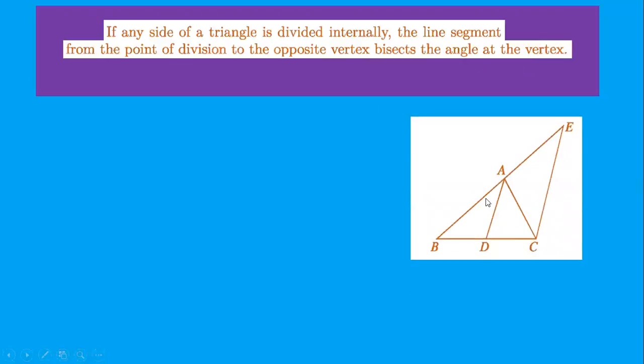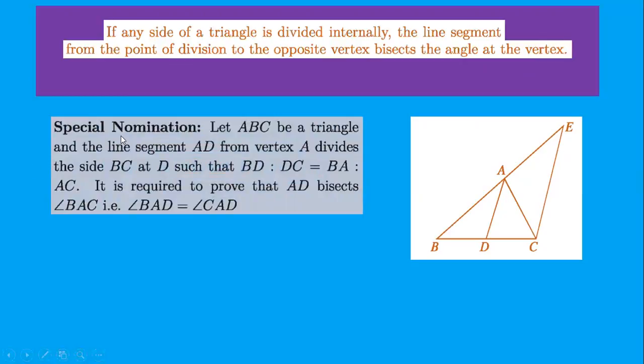At first, we draw this figure. Special nomination: let ABC be a triangle and the line segment AD from vertex A divides the side BC at D such that BD ratio DC is equal to BA ratio AC. It is required to prove that AD bisects angle BAC, that means BAD is equal to CAD.